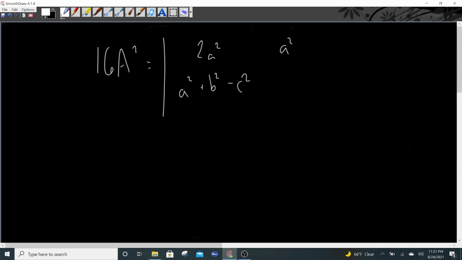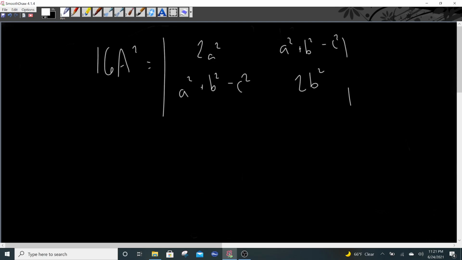So if we were to plug in our values within the context of two-dimensional space, or a triangle, and V2 is the area, then we'd have 16A squared. I could evaluate all that, but this is just a little introduction to the Cayley-Menger determinant. We'd have 2a squared, a squared plus b squared minus c squared, and then a squared plus b squared minus c squared, and 2b squared.